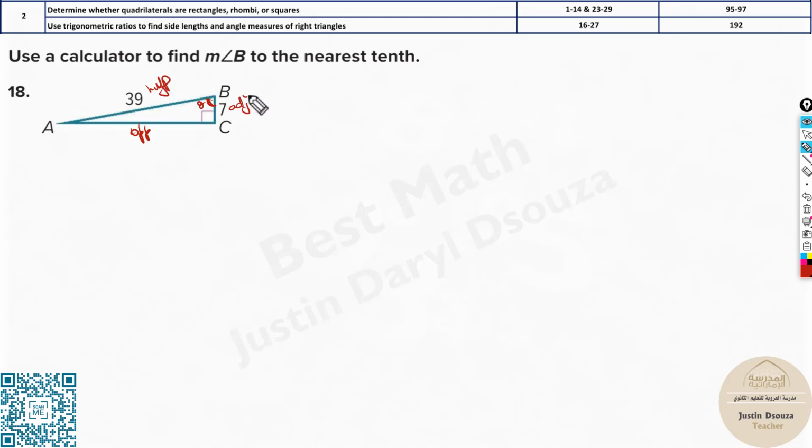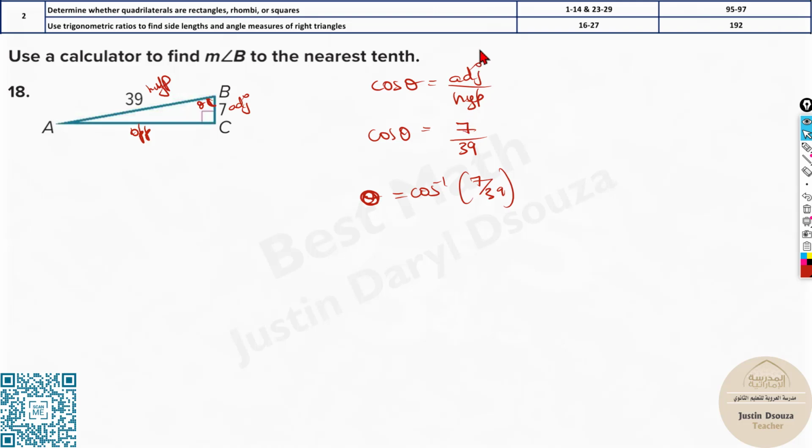And adjacent is known. So again, hypotenuse and adjacent is only given by cosine theta. That is adjacent by hypotenuse. So I'll substitute. Cosine theta is equal to 7 divided by 39. You have to just take the inverse. So theta is equal to cosine inverse of 7 by 39. You put it in the calculator and get the answer.